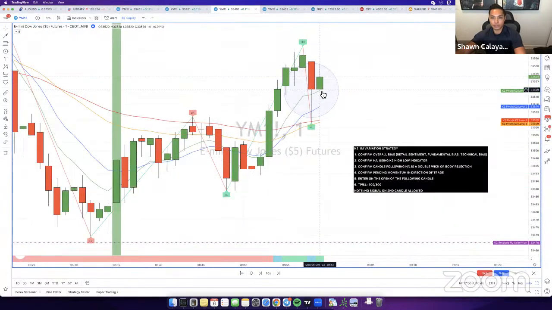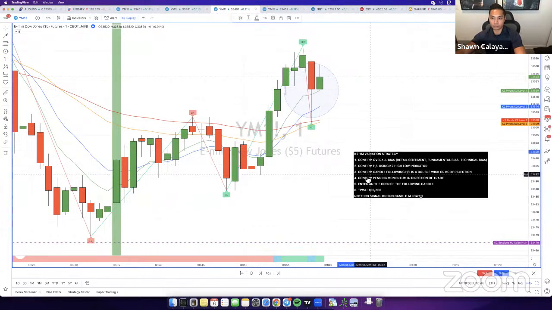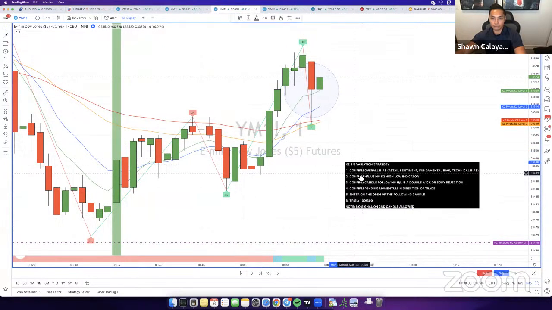So for example, you see a V1 variation right here, this double body, or I guess you could call it double body rejection, because we can either do a double body or double wick. So you can see right here, the first requirement is confirm overall bias. We'll just assume here that it was bullish. Confirm the high low. We have the low right here. Third, confirm the candle following the high low is a double wick or a double body. So right here we have a high low candle, and this one right here is a double body.